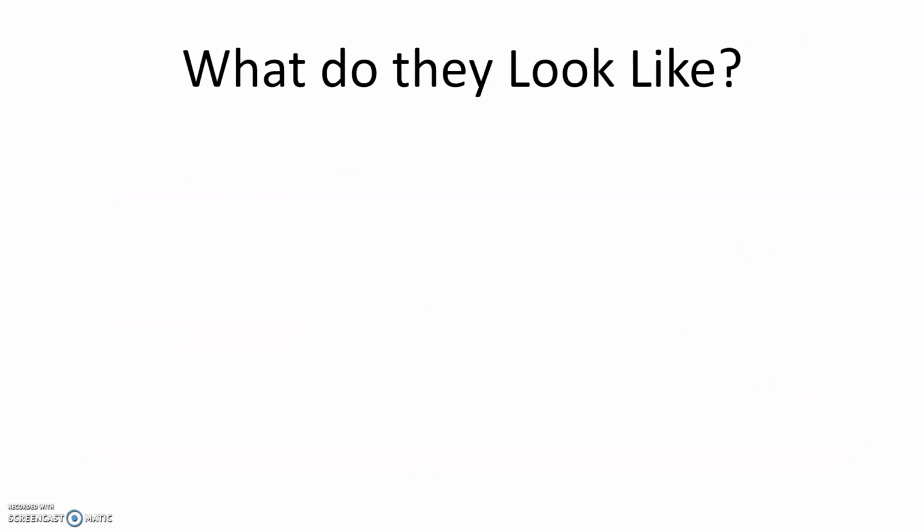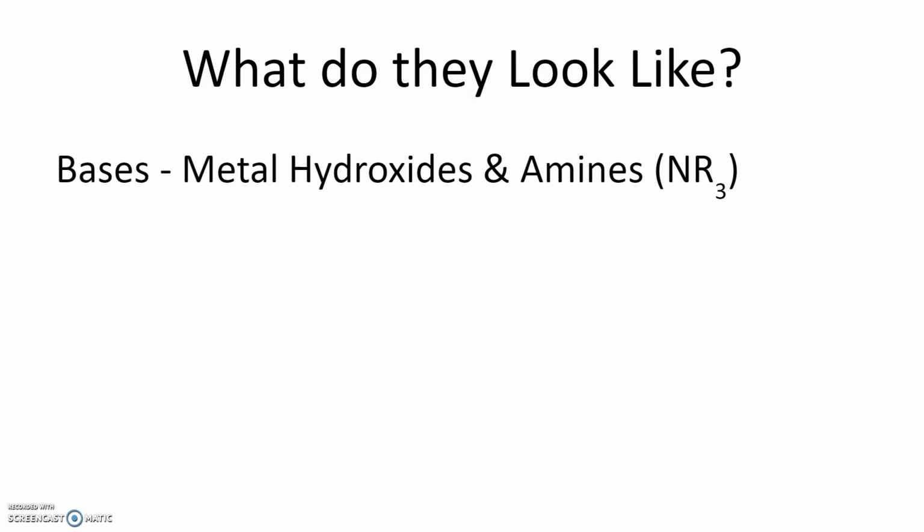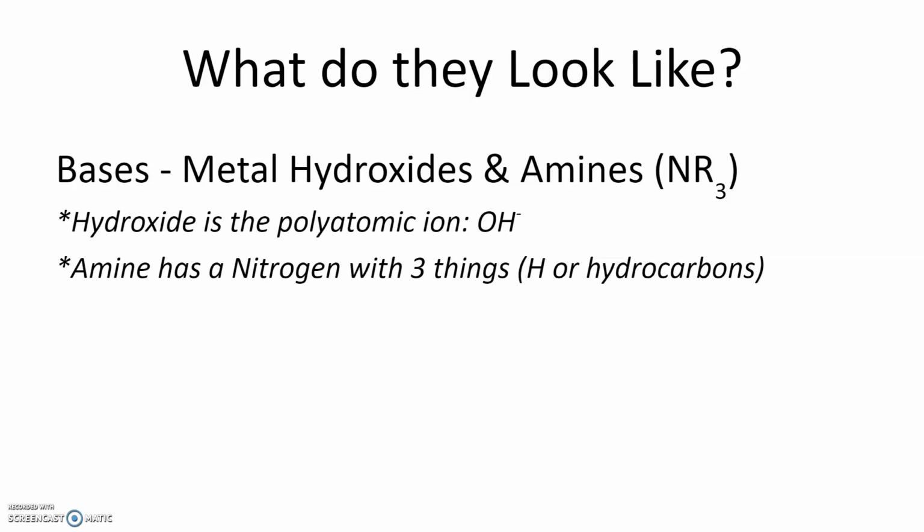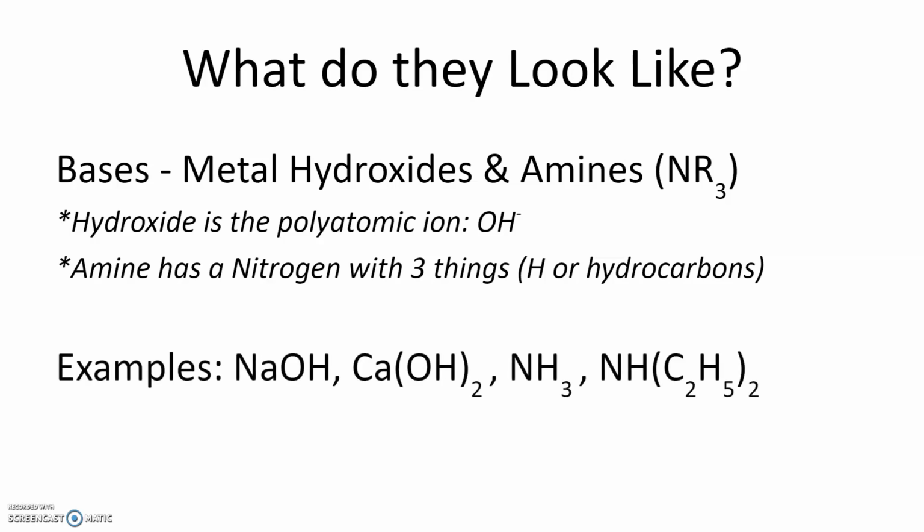Okay, now that we've seen what acids look like, let's take a look at bases. Bases are either metal hydroxides or amines. An amine is a chemical made of a nitrogen with 3 things singly bonded to it, and usually the things that are attached to it through single bonds are hydrogens or hydrocarbons. Hydrocarbons, remember, are chemicals made up of carbon and hydrogens. So let's take a look at some examples.